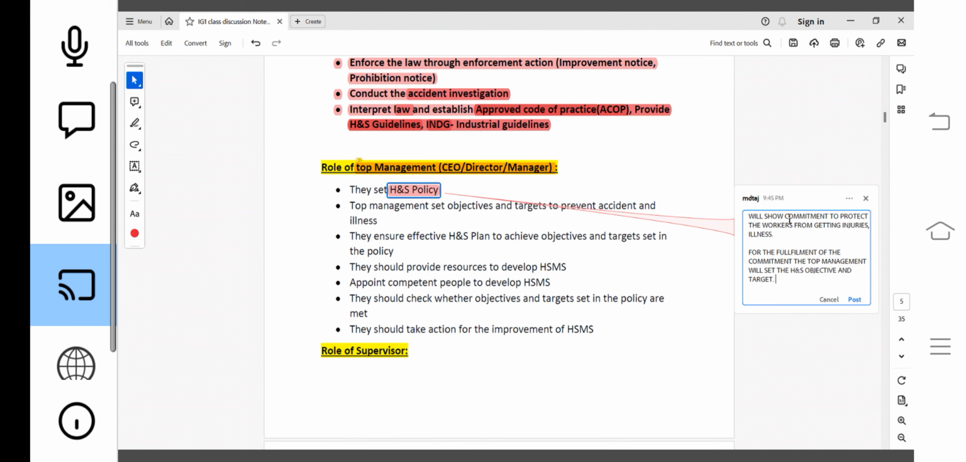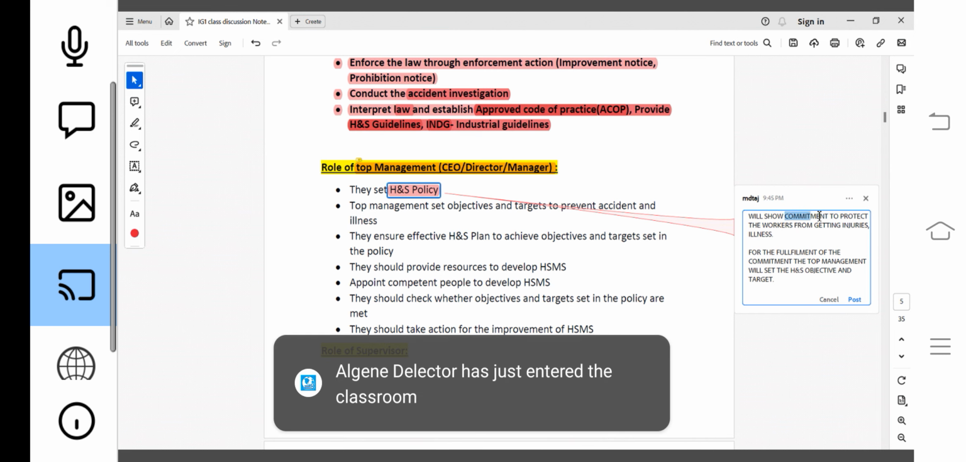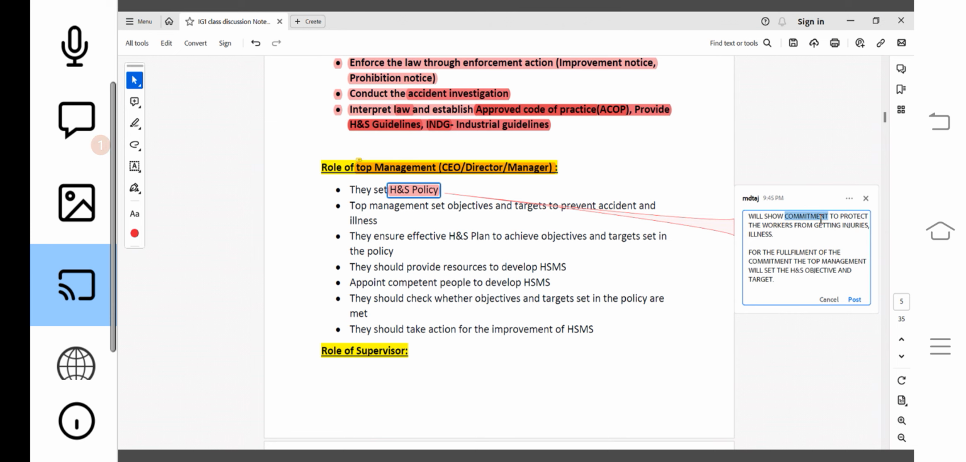if you check, there will be a commitment paragraph. So the commitment is what? They are promising that they will protect the workers, they will prevent the accident, they will prevent the illness. So how can they express that they are committed towards the workers' protection? For that, the top management will set the objective and target of health and safety. The main health and safety objective and target would be zero accident and zero ill health.